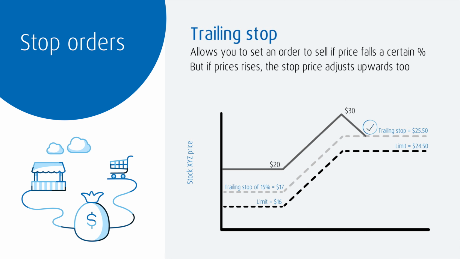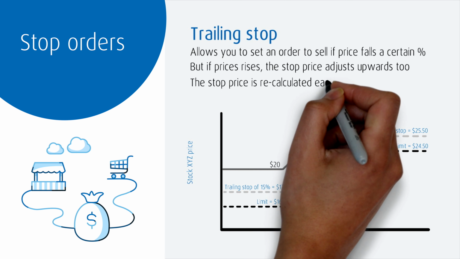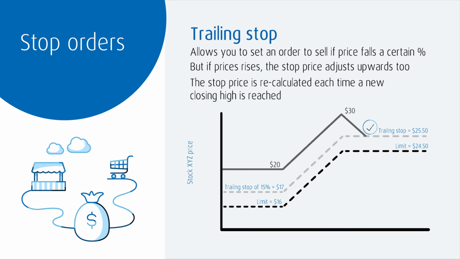It's important to note that the stop price will be recalculated upwards based on your selected percentage each time a new closing high is reached, as long as the increase meets a minimum threshold, which is based on the stock's share price. For example, a stock that previously had a closing high of $30 per share will need to increase by at least $1 in order to set the new stop price higher. For shares in lower price bands, the minimum increase can be smaller, and for shares in higher price bands, the minimum increase may be higher.